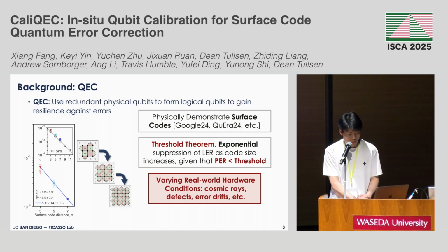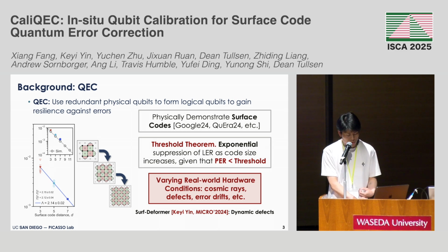So factors such as cosmic rays, manufacturing defects, or error drifts can largely compromise the performance of QEC during runtime. Our group has made a few attempts at using software solutions to tackle these hardware issues. Last year we had a publication on the former, where our target was dynamic defects, and in the work I'm going to introduce today, we target error drifts.